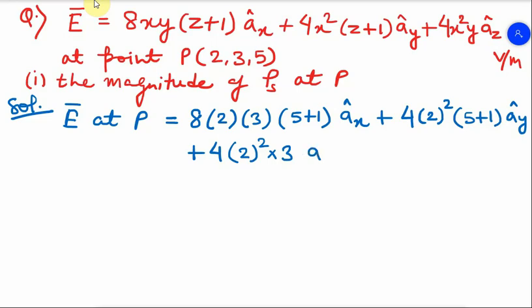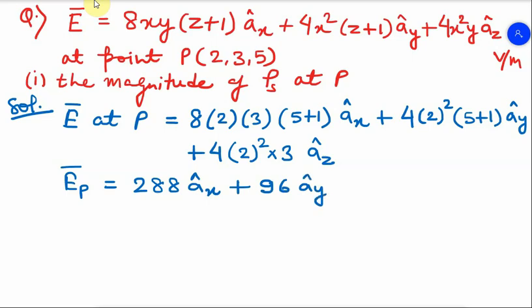Okay, and this one is your Hz. So if we solve this, what is E at point P equal to? If we calculate this, it is 288 ax plus 96 ay plus 48 az volts per meter.